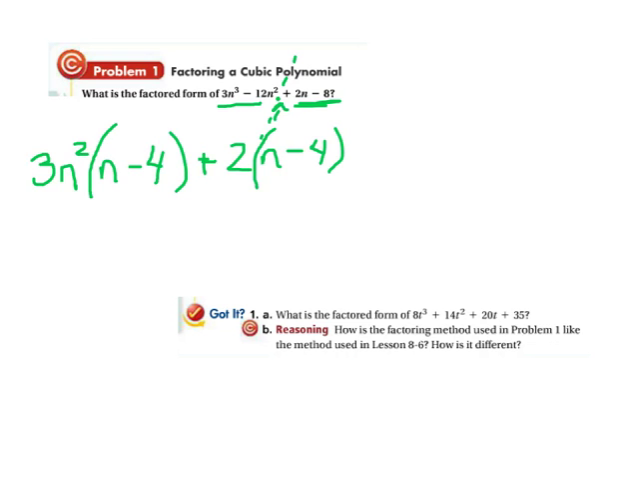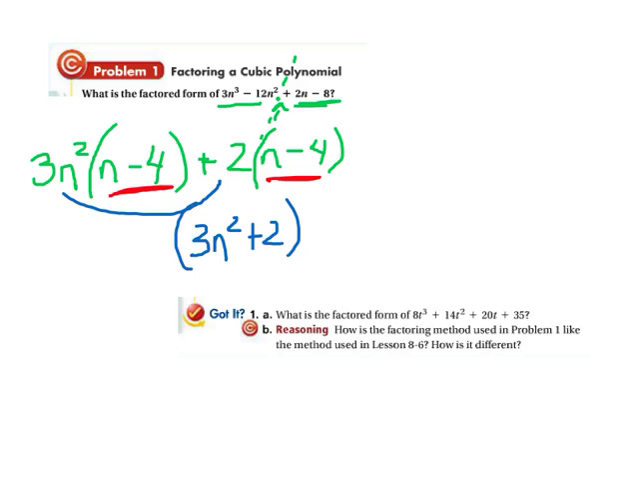Now, once you have this, there's something you need to look for. You need to ask yourself, does this factor and this factor match? And if they do, what that means is you can put these together in one factor, 3n squared plus 2, and then the matching ones go together nicely into one factor like this. And that's all there is to it.